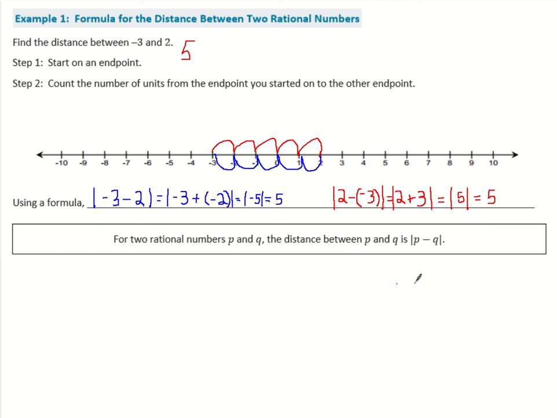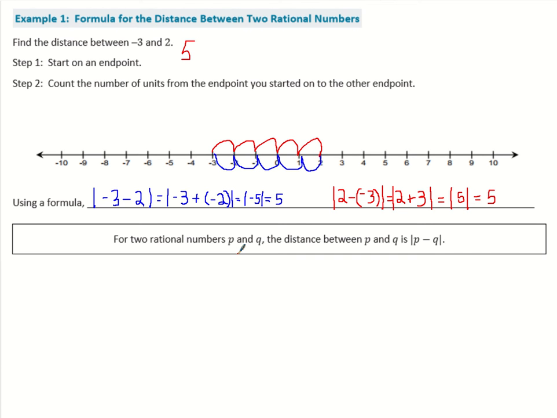So, phrasing it down here, for two rational numbers, p and q, the distance between p and q is the absolute value of p minus q. So, whenever I have two numbers, if I want to find the distance between them, I take the absolute value of the difference of those two numbers.